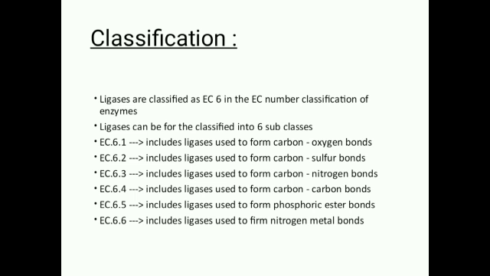Coming to classification, ligases are classified as EC 6, that is enzyme commission number 6, in the EC number classification of enzymes. Ligases can be further classified into 6 subclasses. EC 6.1 includes ligases used to form carbon-oxygen bonds. EC 6.2 includes ligases used to form carbon-sulfur bonds. 6.3 includes ligases used to form carbon-nitrogen bonds. 6.4 forms carbon-carbon bonds. 6.5 forms phosphoric ester bonds. 6.6 includes ligases used to form nitrogen-metal bonds.